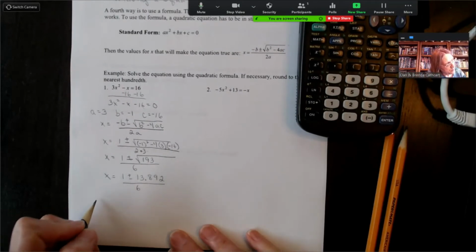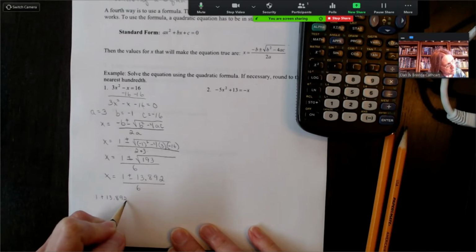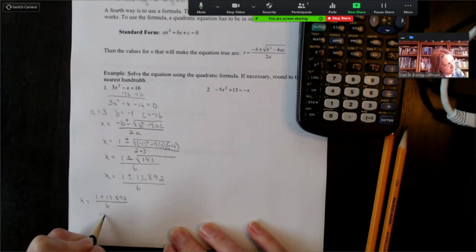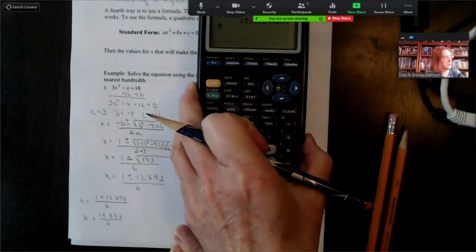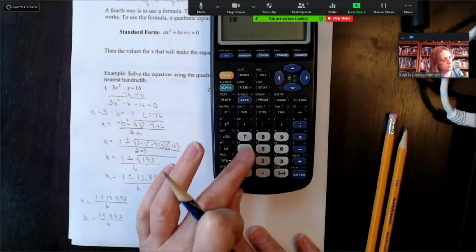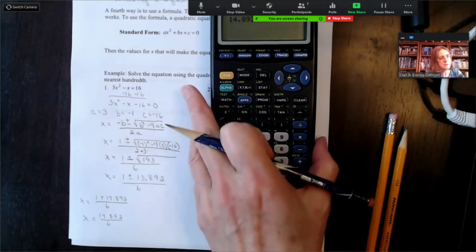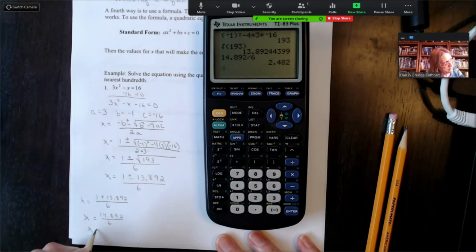We have 1 plus 13.892 divided by 6. That gives us 14.892 divided by 6. And we're going to divide that and round to the hundredths place. So 14.892 divided by 6 gives us 2.48.